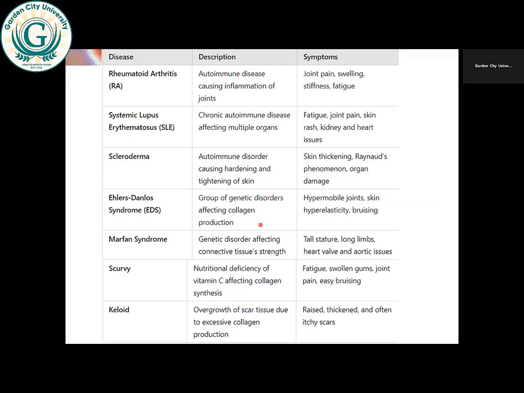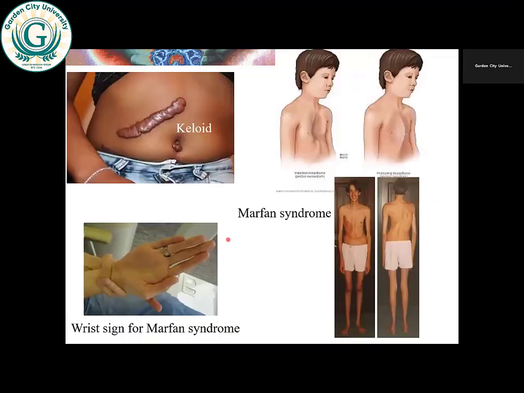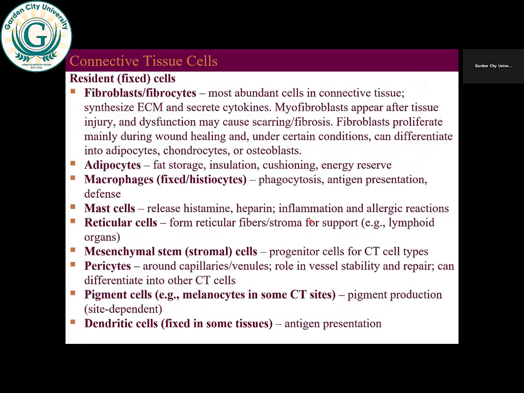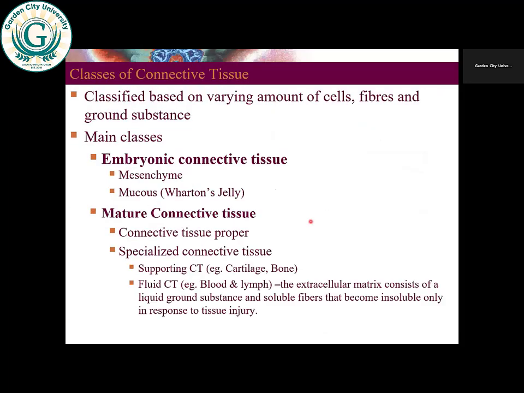But don't forget connective tissue diseases, that are associated with connective tissues. And this is something that you should know. And this is something that you should also know. Then examples of these cell types. Okay. So with that one done, let's look at how we classify connective tissues.